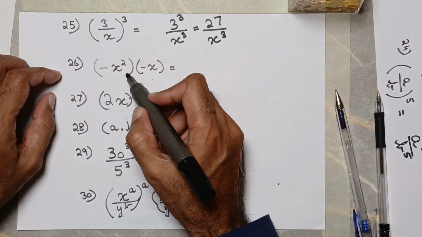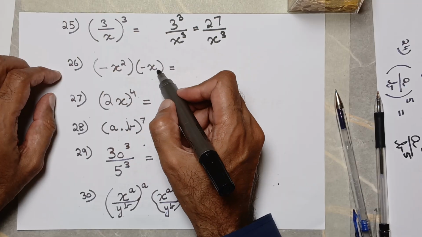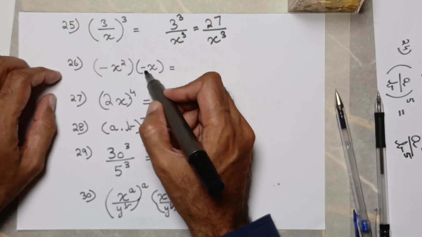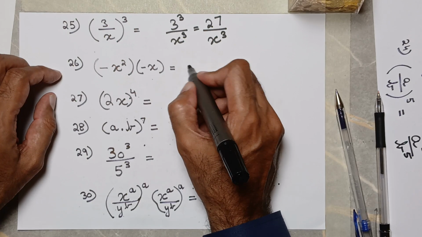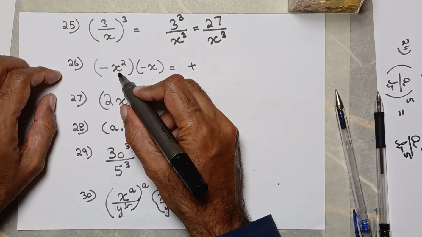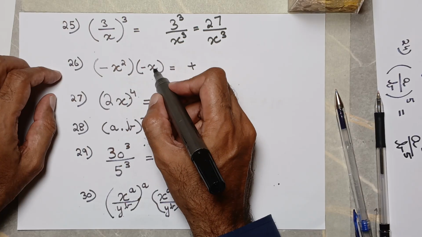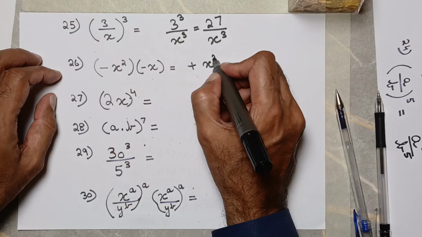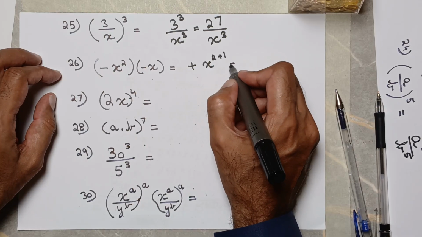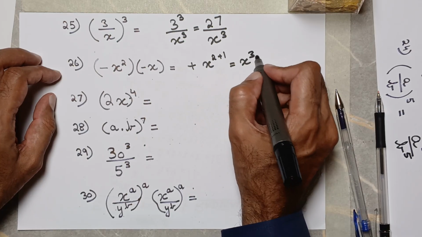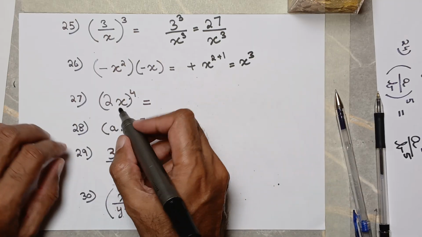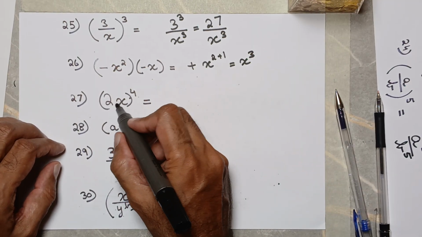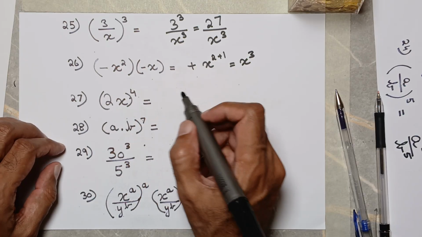So here it is minus x square and minus x. First we can multiply easily. When minus is multiplied by minus, it will give you a positive sign over here. Now here the bases are the same, x square as well as x over here. What are we going to do? Simply we will add the powers over here. X2 plus 1 is equal to x raised to the power 3. That is your answer.